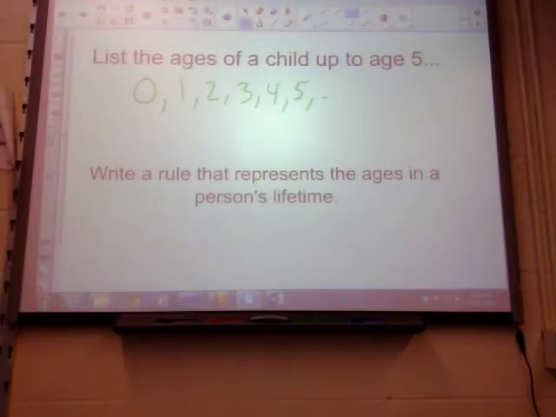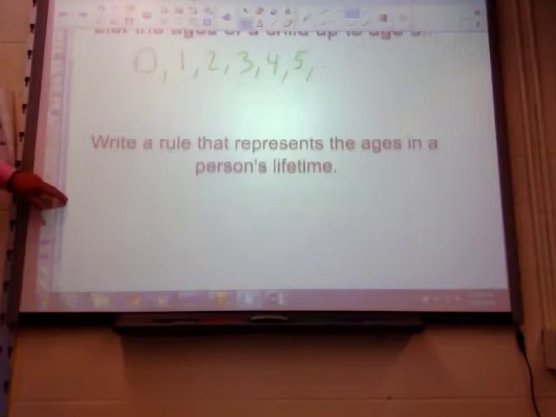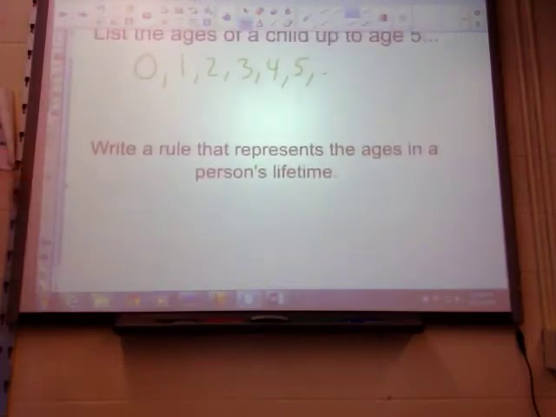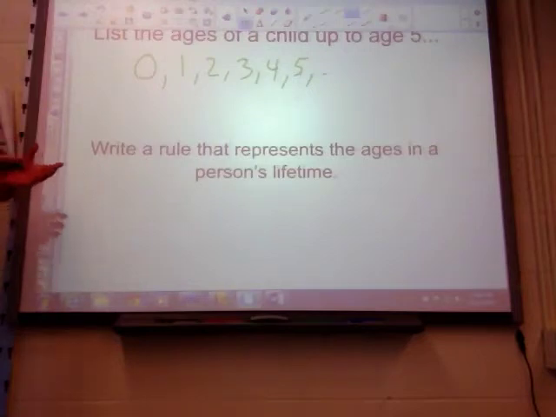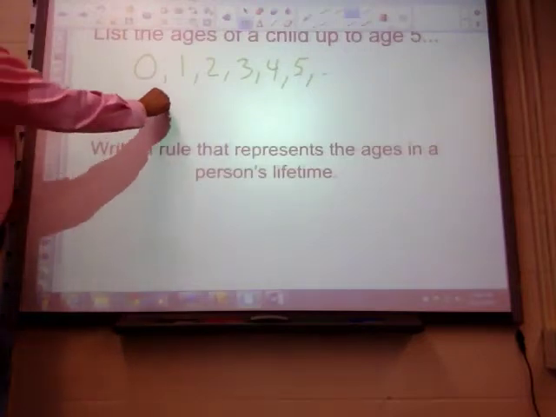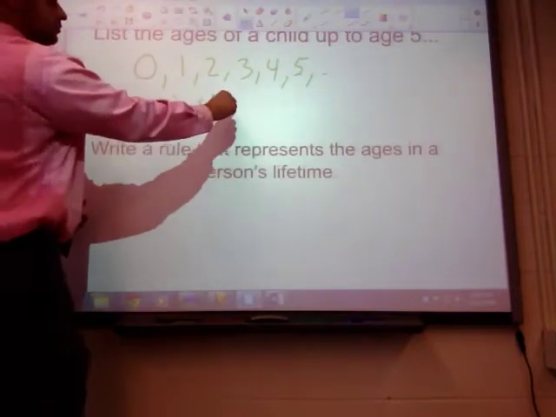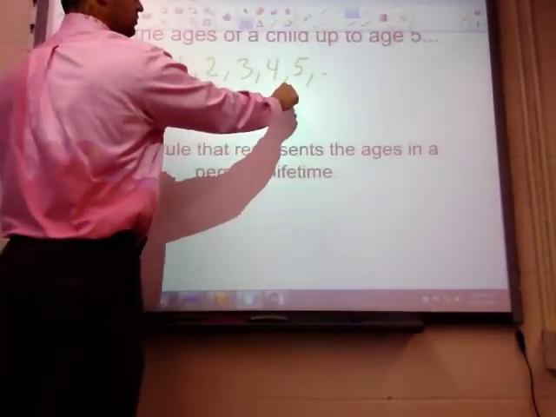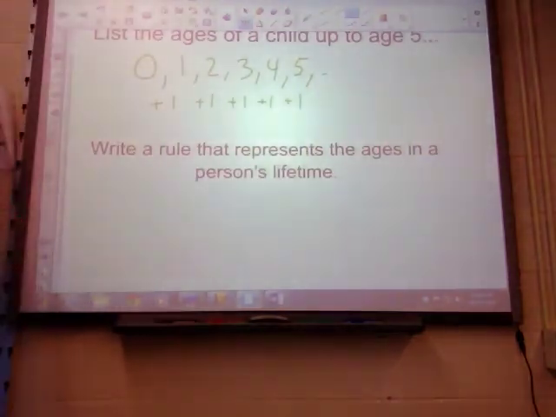Write a rule that represents the ages in a person's lifetime. So, let's see, would this be explicit or recursive? Well, we haven't learned recursive yet, so it's going to be explicit. Is it arithmetic or geometric? Since we're adding, it's going to be arithmetic.